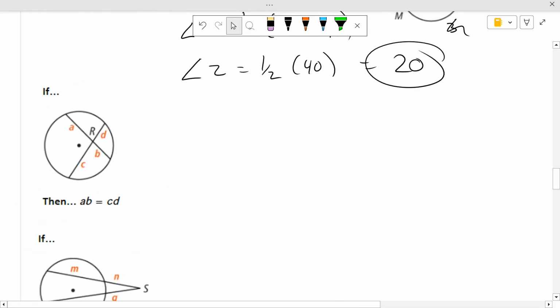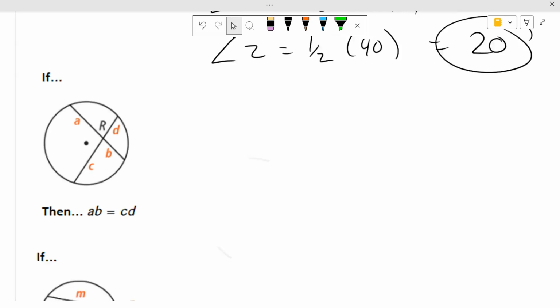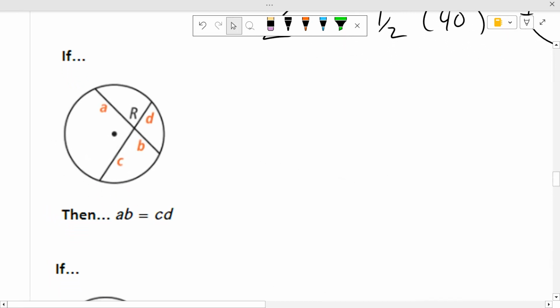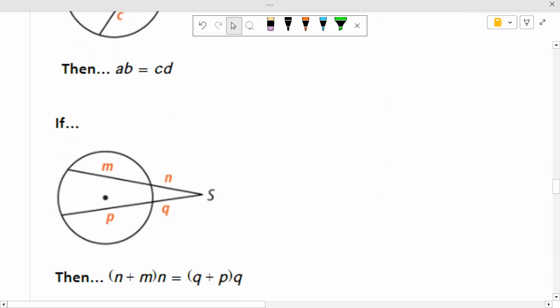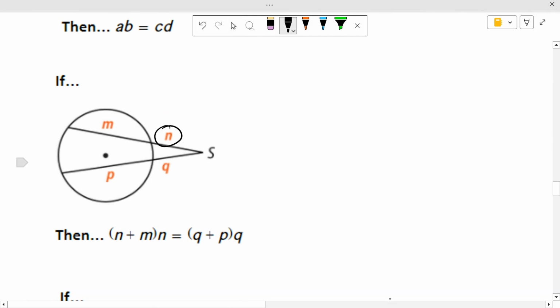Okay, now that deals with angles. If the angle's on the inside, we add. The angle's on the outside, we subtract. Now, if we're talking about lengths of parts of the chords or secants, if we're on the inside and they cross, this times this equals this times this. Makes a perfect little proportion. Okay? This times this equals this times this. Easy peasy.